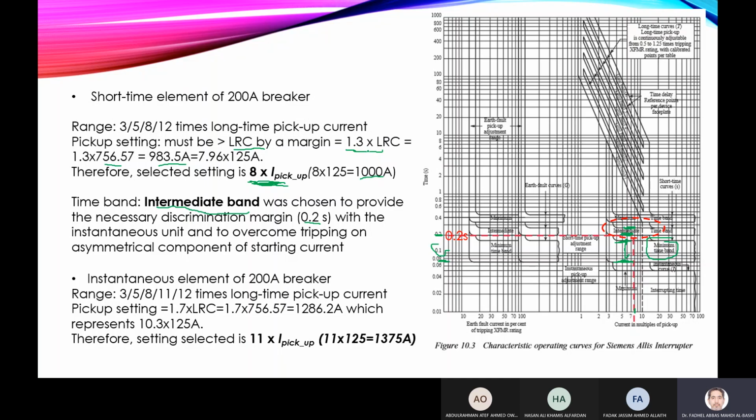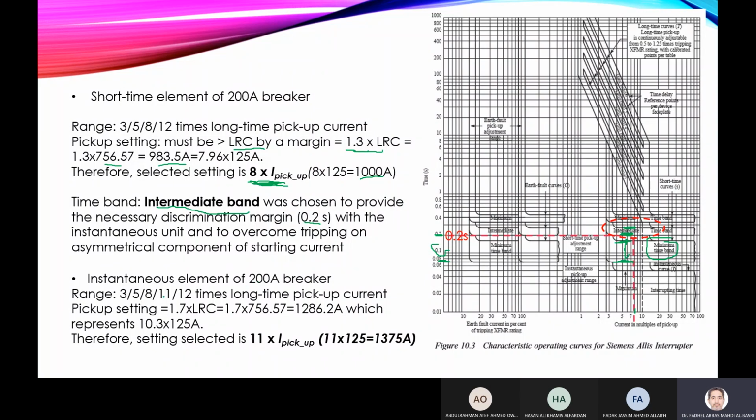But if I choose 1.7 times locked rotor, I don't need to have a wait, because this is for sure a short circuit. It's not the asymmetrical current of the starting current. This is what we'll do for the instantaneous later. So I finished the short time element, and now the instantaneous element.